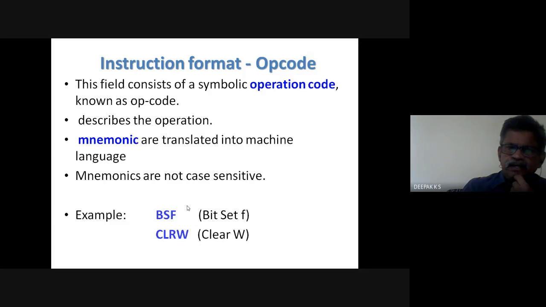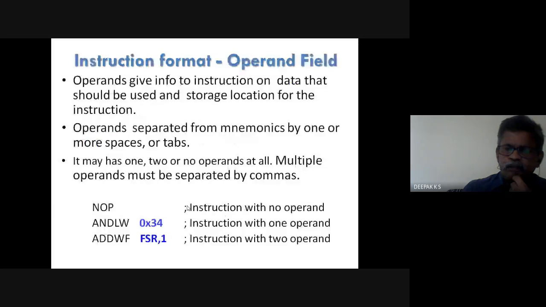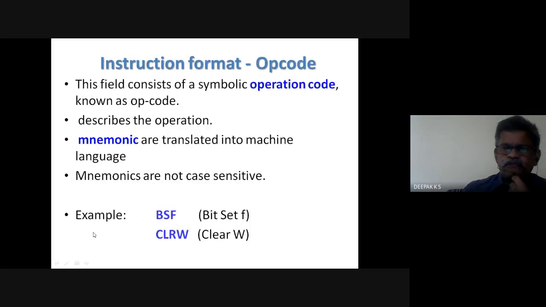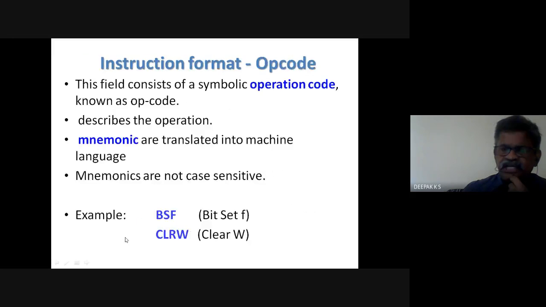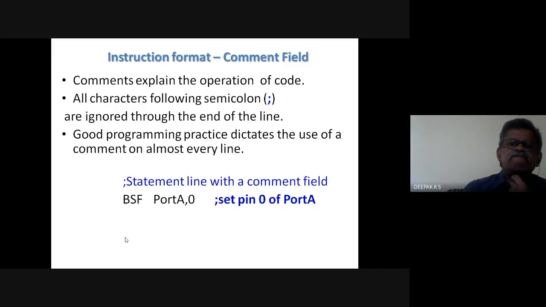Before the operand, this is the operand and this is the opcode or operation code. The field consists of a symbolic operation code. It describes an operation. Mnemonics are translated into machine language. Clearly, this is a bit set. So add and so on are opcodes. This is the operand. We'll see an example of an add instruction.